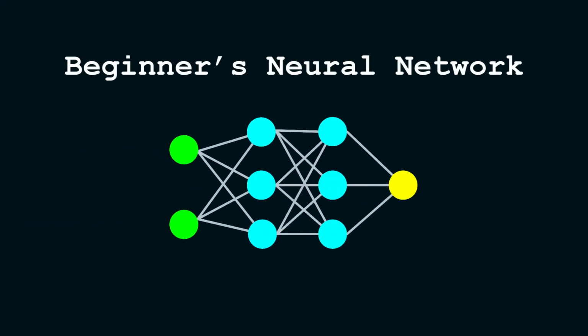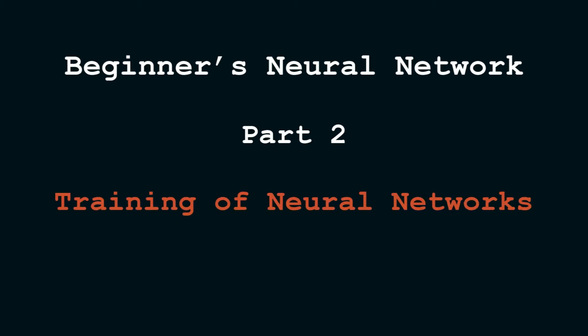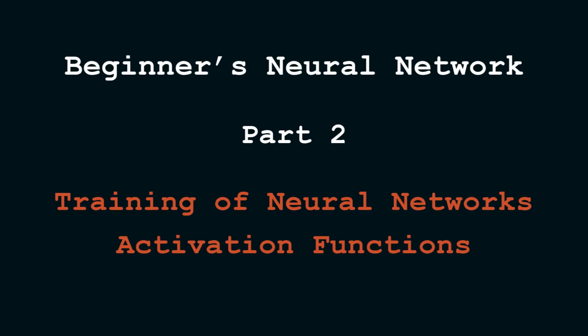In the first part of the series, we talked about the introduction and very basic elements of neural networks. This is the second part of the beginner's neural network series. Today, we will look at how neural networks learn to perform tasks that require intelligence, and we will also discuss the activation functions. So, let's dive in.